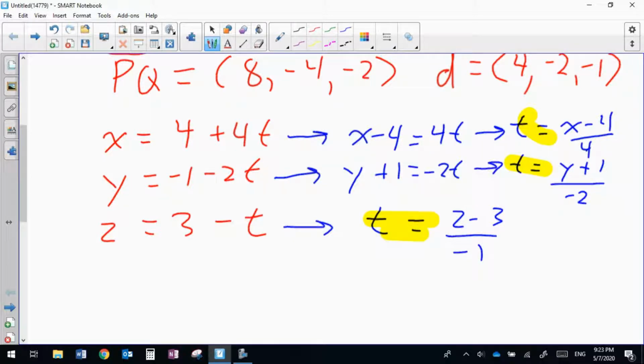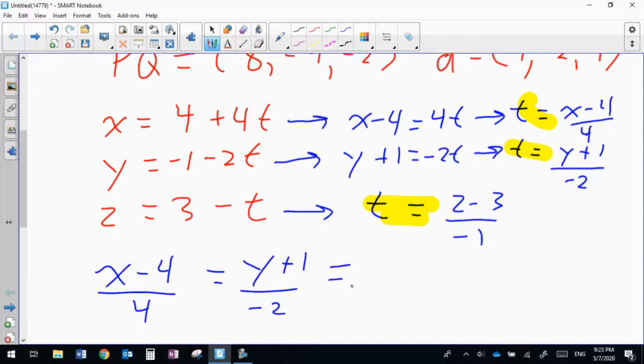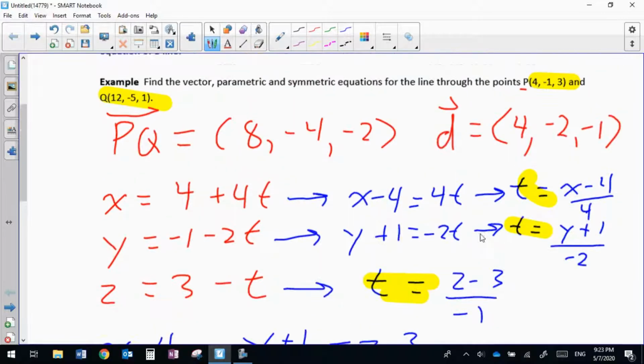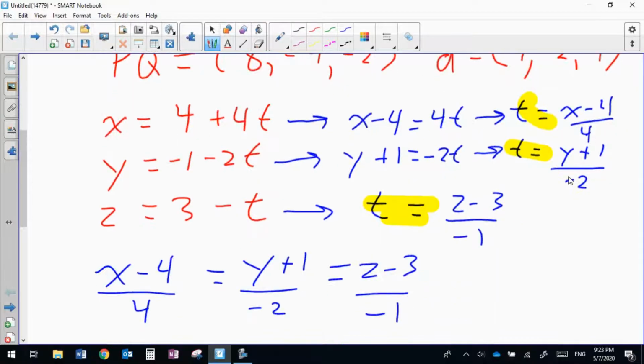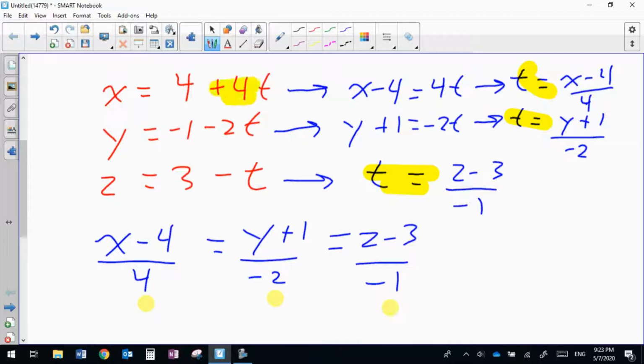Well, I can then take the expressions on the right side and set them all equal to each other. And that's what the symmetric equation is. Here it is right here. x minus 4 divided by 4 equals y plus 1 divided by negative 2 equals z minus 3 divided by negative 1. Now the reason I've left the denominators as negative numbers is, notice the denominators are 4, negative 2, negative 1. That is the direction vector. So when I leave them as negative numbers, I can see the direction vector very easily, the same way I can see the direction vector when I look at the parametric equations. Okay, 4, negative 2, negative 1.